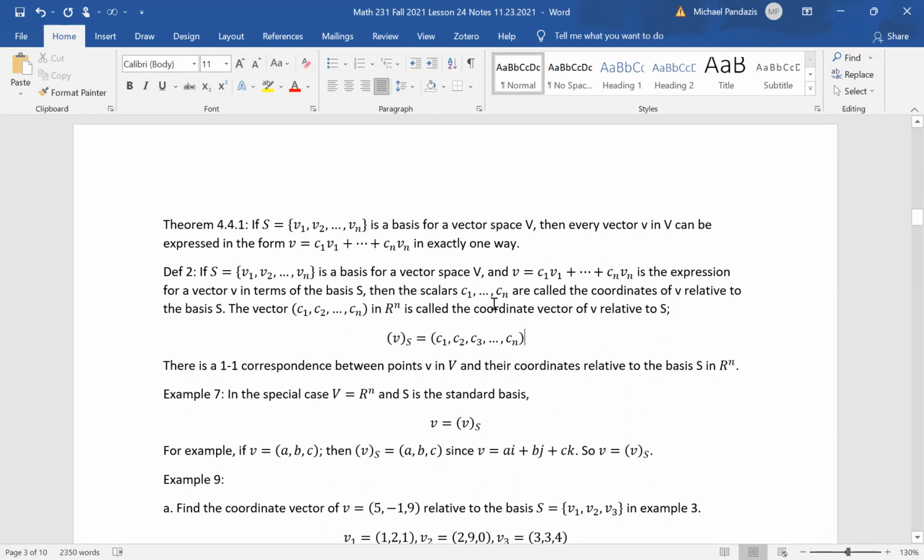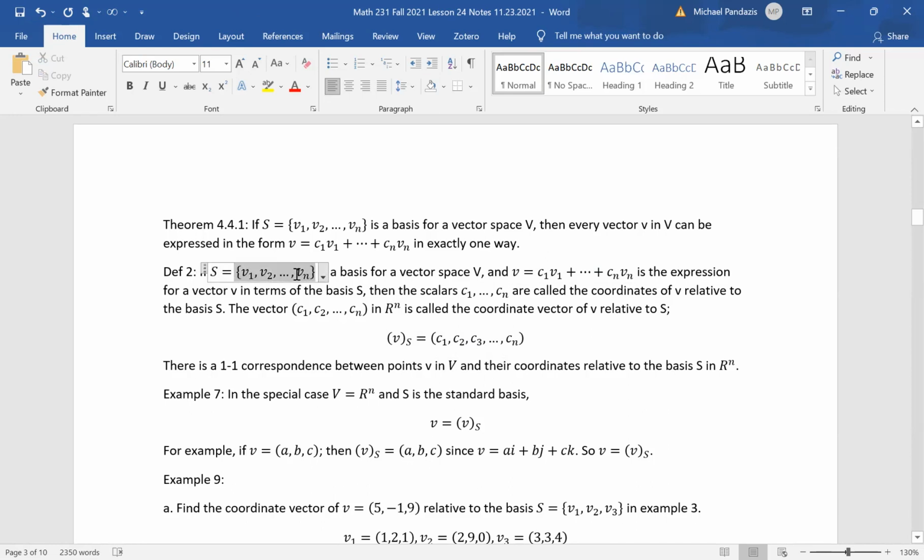So if you have v expressed in this way, you can just think of the coefficients of the basis vectors, in that order, as being the components of the coordinate vector of v relative to S. The coordinate vector of v relative to S is equal to this ordered n-tuple (c1, ..., cn), where those are the coefficients of the linear combination that expresses the vector v.